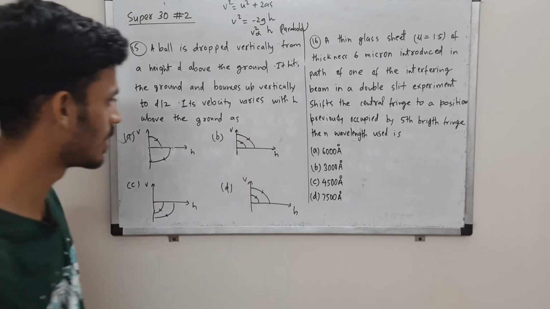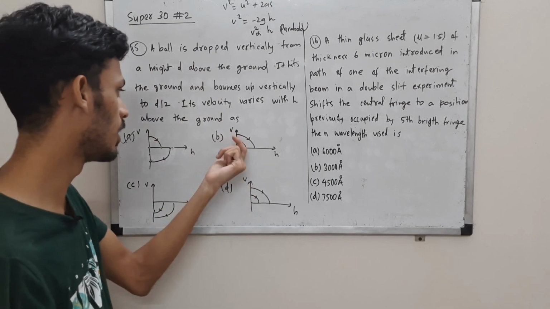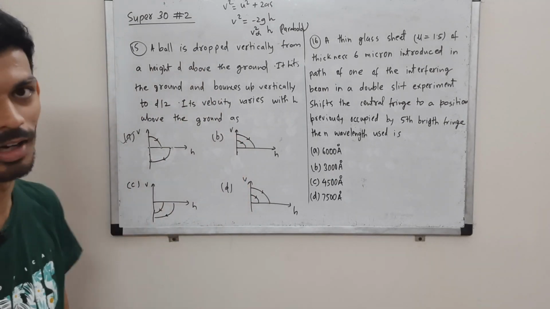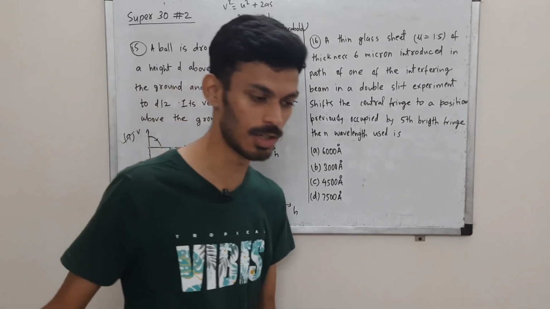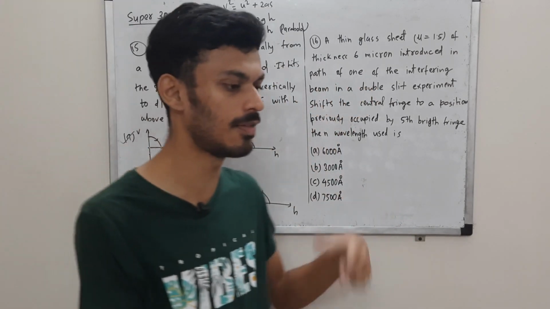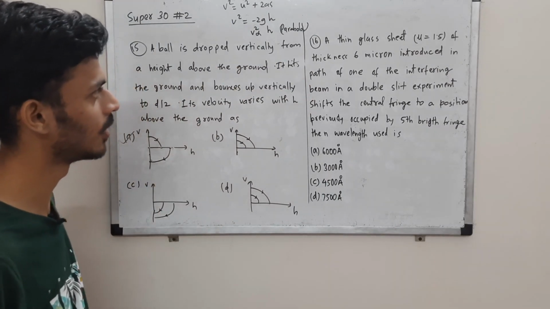In none of the other cases, after hitting, is the velocity reversing. The other graph should have been in the opposite way. They can't be in the same quadrant. That's why the other graphs B, C, D are wrong, because the velocity has to change direction. If it's positive, it has to become negative. So option A is the correct graph over here.